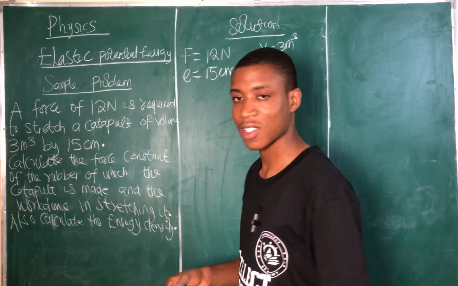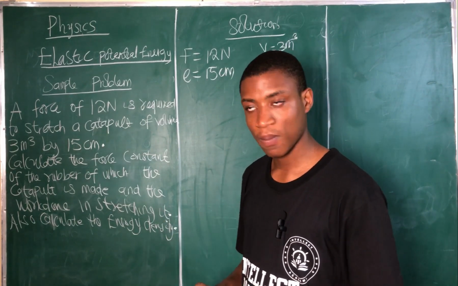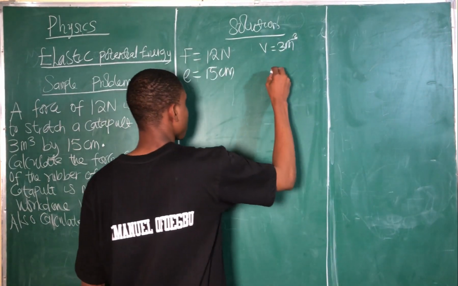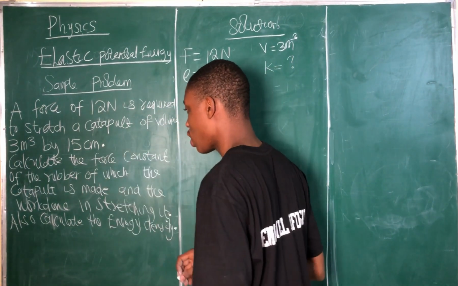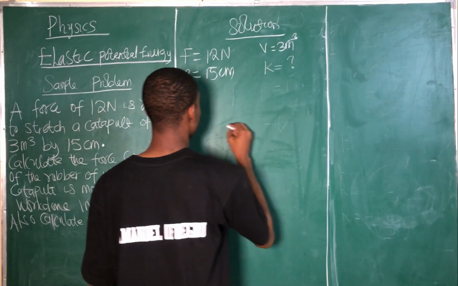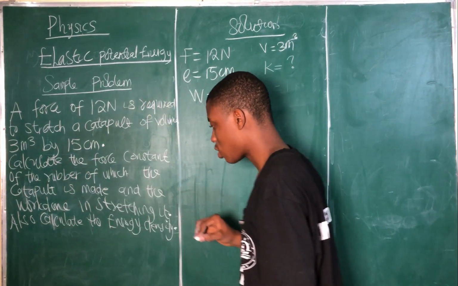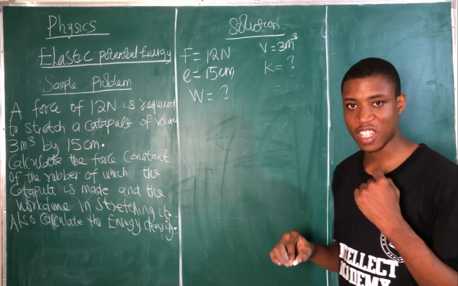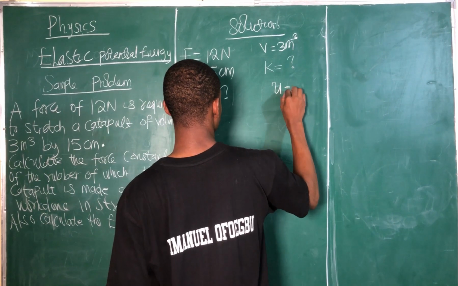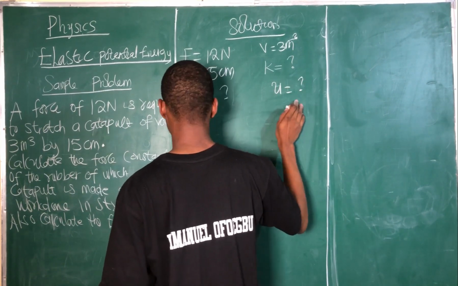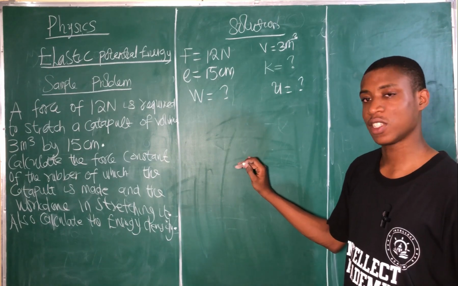And they say calculate the force constant, which is what you can say in terms is the K. So the force constant is the K. We're looking for that. Also, they say you calculate the work done. Of course, we're looking for work done. And lastly, you should calculate the energy density. So let's denote the energy density by U. So the concept is easy. How do we solve a question like this?